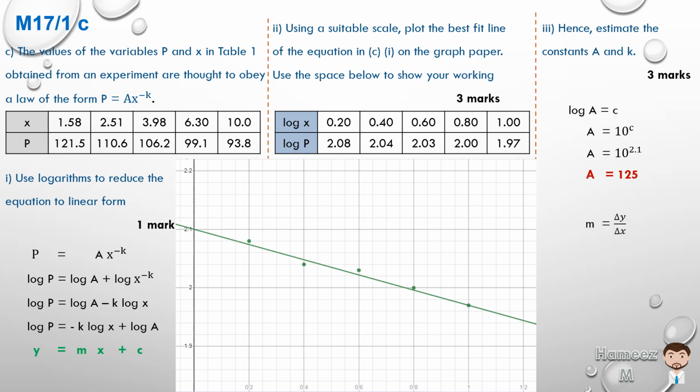For the gradient of the straight line graph, m is equal to change in y over change in x. And we know m, that is equal to minus k, will be equal to change in y. Let's look at this right angle triangle we're putting up here. So you can see the change in y, which is 2.1 minus 1.97. We're using the y-intercept and that fifth point, all over 0 minus 1. So that works out to be minus 0.13. Therefore, k is equal to 0.13. So we found the values for the constants a and k.